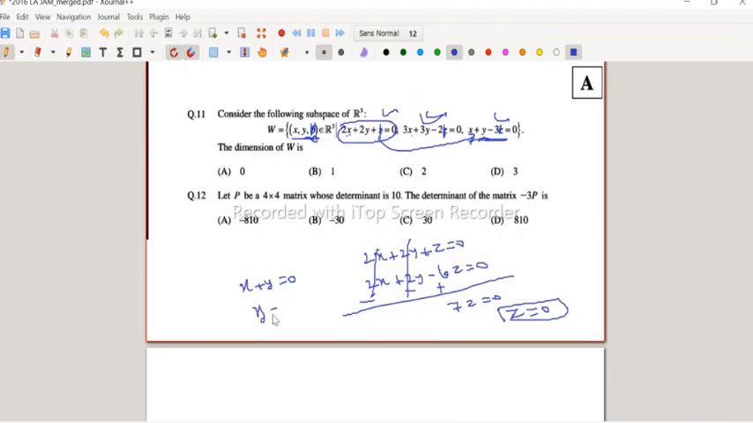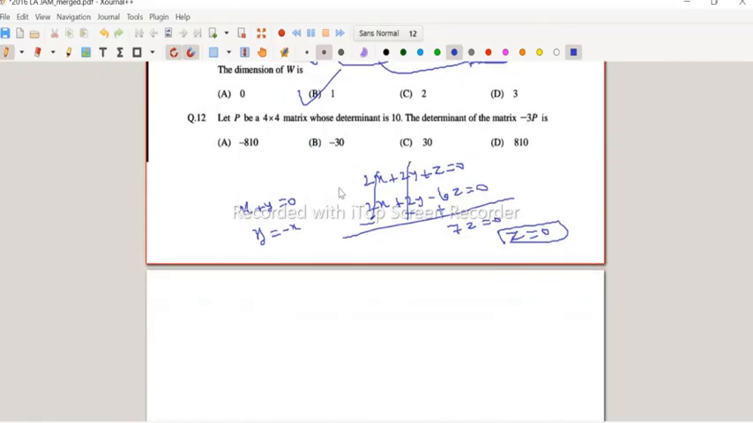Therefore y equals minus x. Now we replace y with minus x. Therefore the variable is (x, minus x, 0). So we have only one vector. We can take x outside, and we get (1, minus 1, 0). So only one vector is enough to represent the subspace. Therefore the dimension is 1. Okay, this is a simple thing.